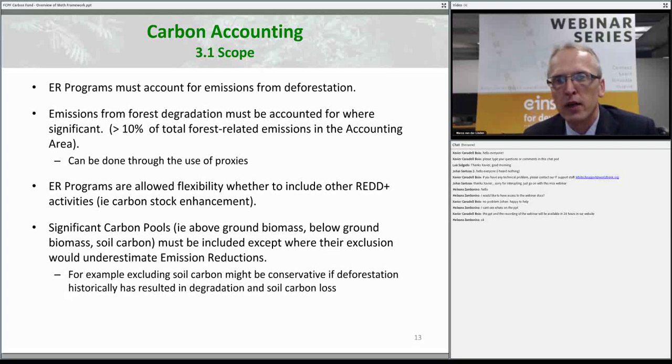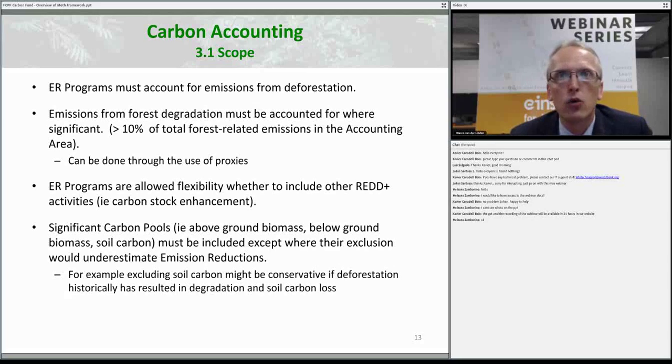Then on the other REDD+ activities, carbon stock enhancements, conservation, etc., you have flexibility to include them. But if you include it as part of your program design, so you say, okay, we're going to do a program where we're going to do major reforestation, for example, you also need to include it in your reference level. It's very important that there's consistency between the activities that you choose in your reference level and the activities that you do in your MRV.